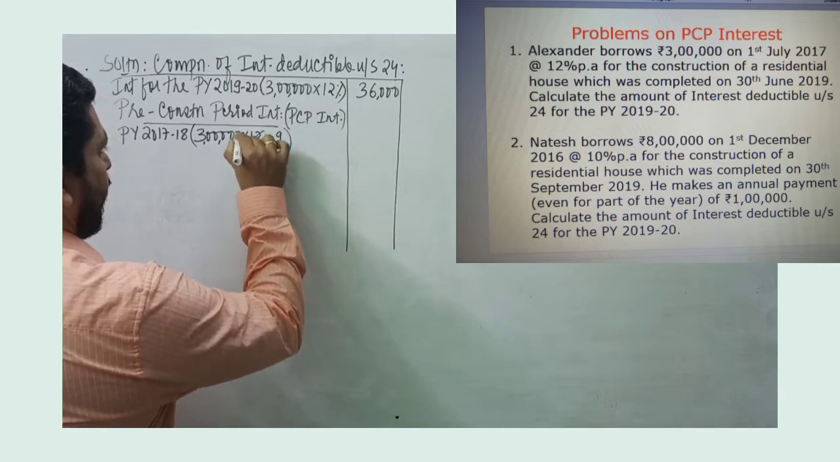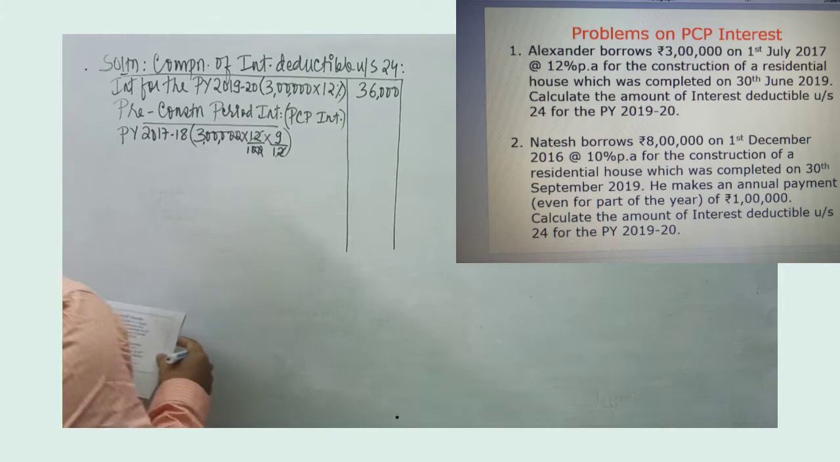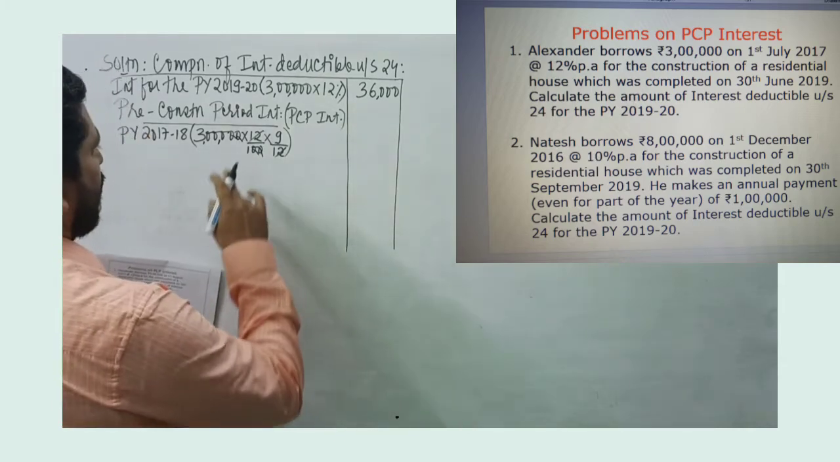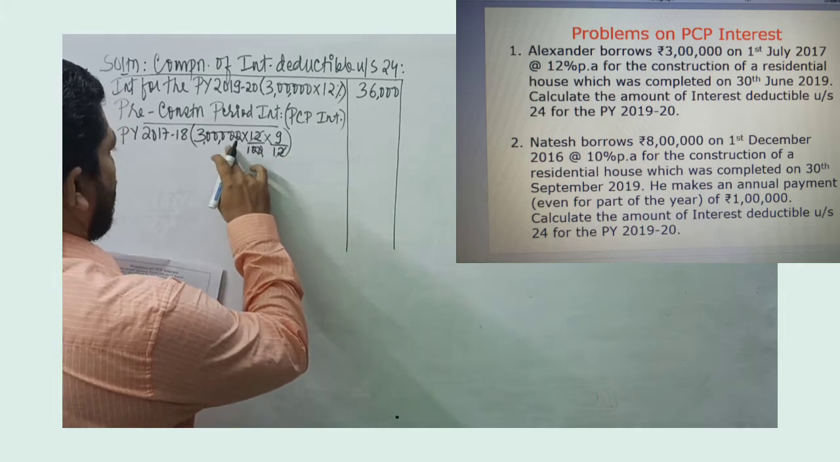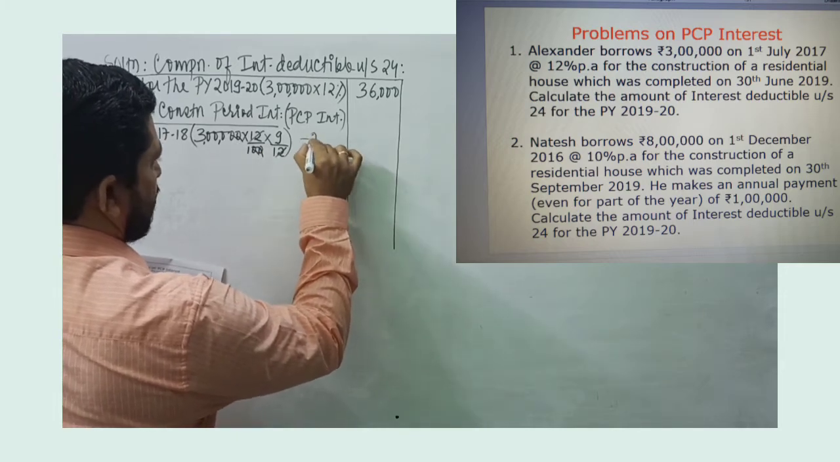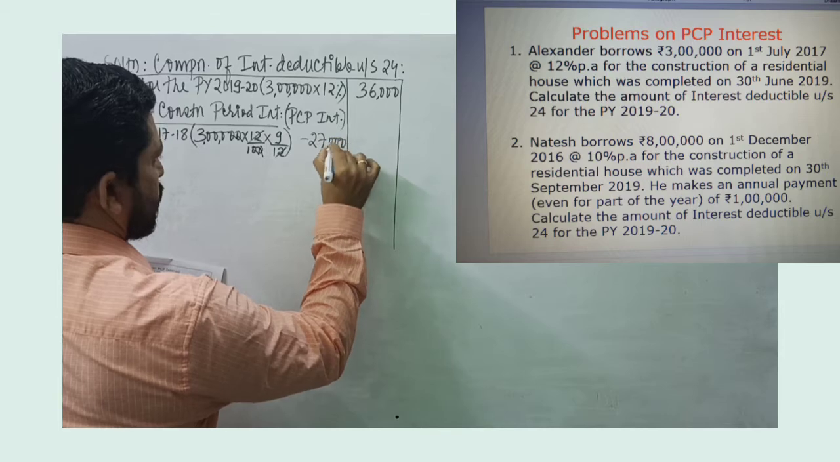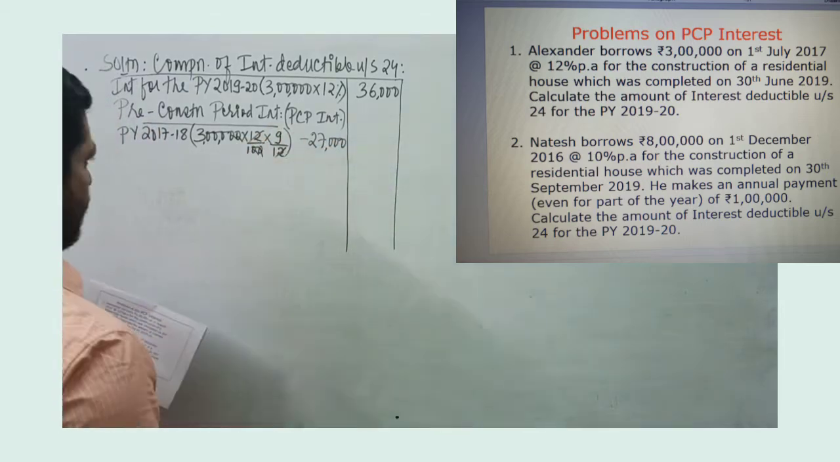So when I take 9 months, the amount works out to 27,000. So I'll just record 27,000 here in the inner column.